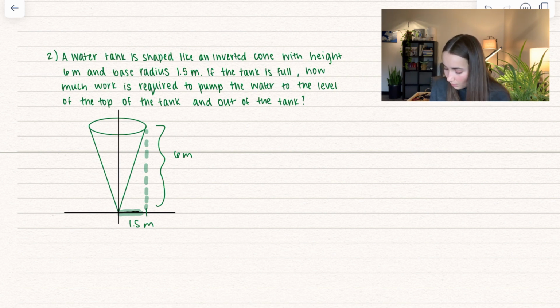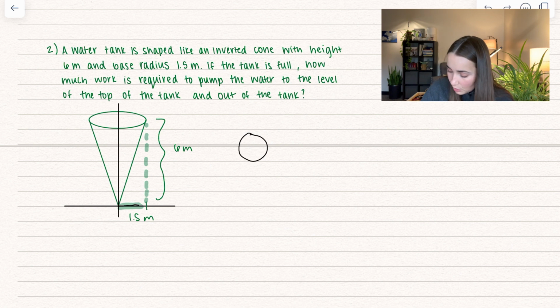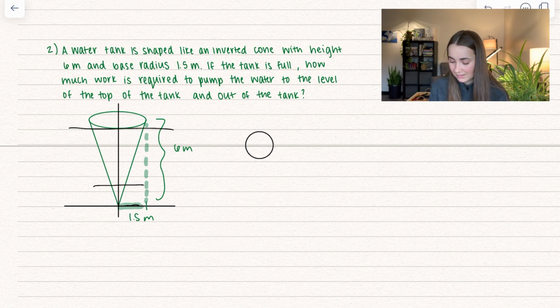So let's go ahead and take a cross section. I literally slice it just like that. What we're going to have is a circle. But notice the circle is not going to be the same all the way up, just like it was for the cylinder. If I took a cross section on the top, it's going to be much bigger than a cross section from the bottom. And so our area is going to be in terms of y. So we are going to go ahead and set up our function.